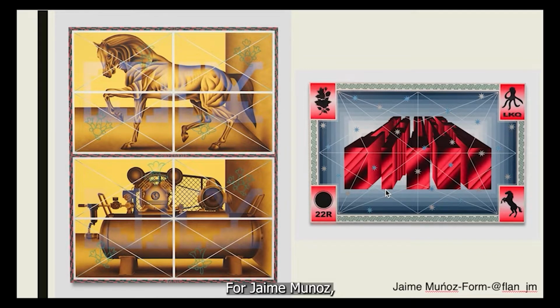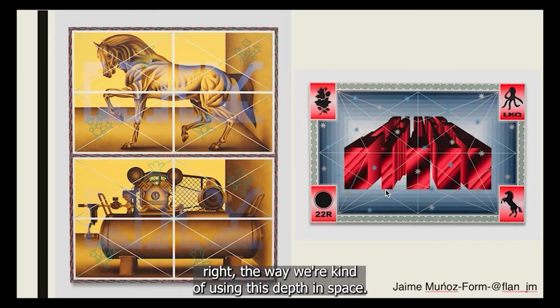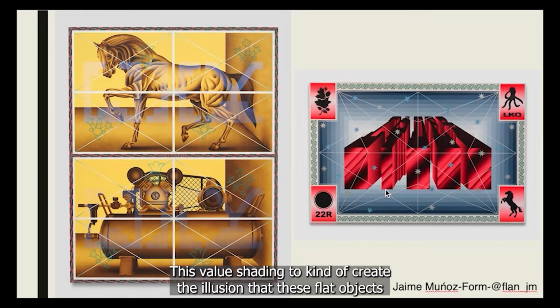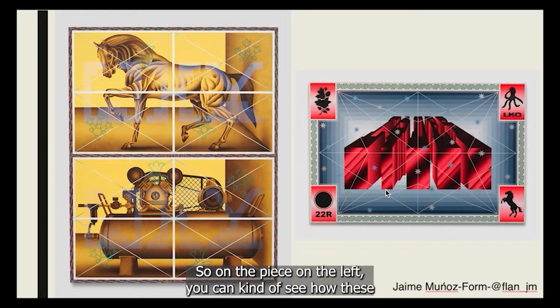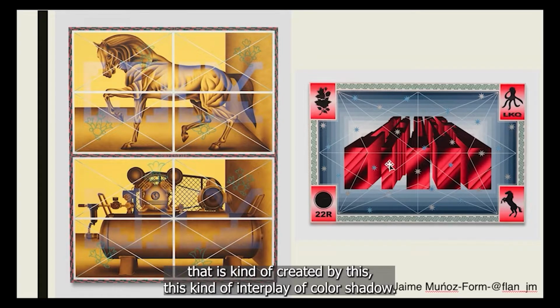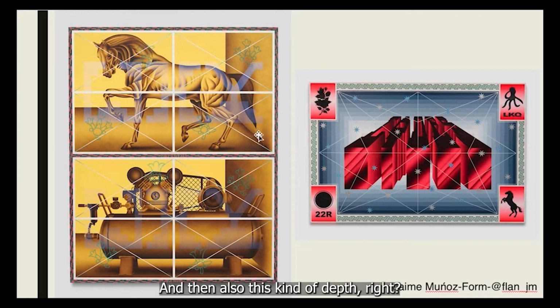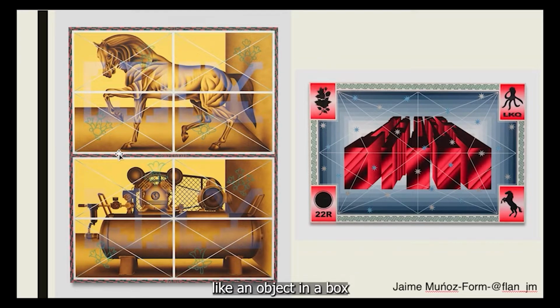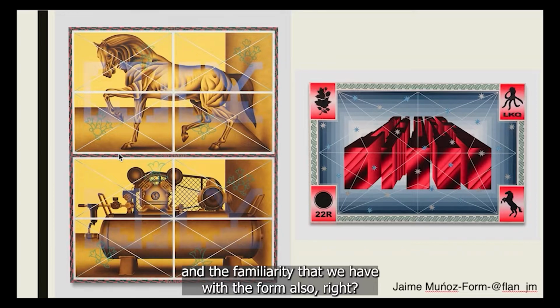For Jaime Munoz, a lot of his work is dealing with the illusion of form, right? The way we're using this depth in space, this value shading to create the illusion that these flat objects are three dimensional or have some sort of weight to them. So on the piece on the left, you can see how these objects are positioned in a space that is created by this interplay of color, shadow, and also this depth, right? This classic way that we interpret space as like an object in a box. And the familiarity that we have with the form also, right?